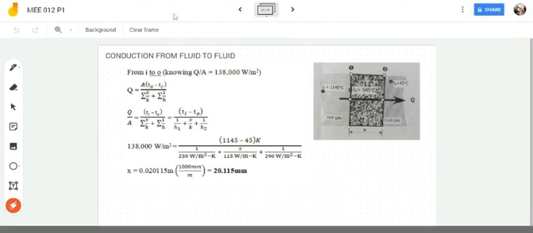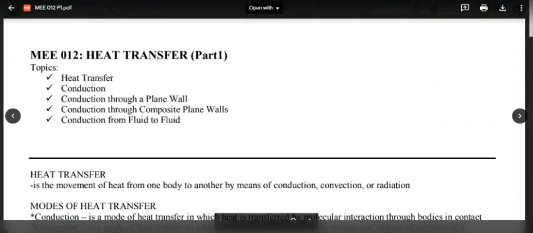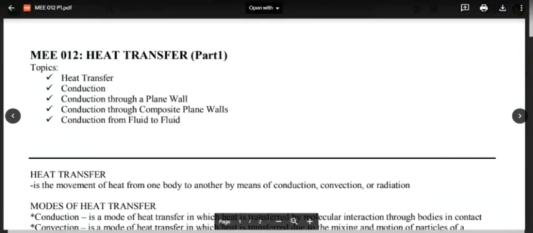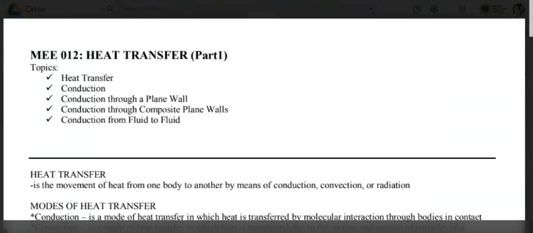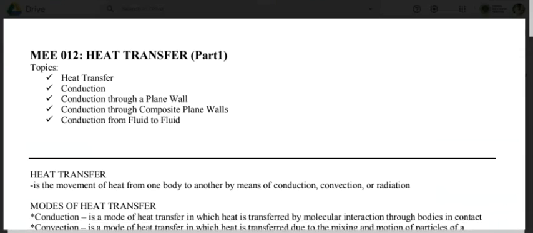So that's all for the review of our MEE012 heat transfer. We have reviewed conduction through a plane wall, conduction through composite plane walls, and conduction from fluid to fluid. We have familiarized the formulas that are commonly used, and the common terms that we could encounter during the quiz or the examination. Also the concepts or the things that we need to keep in mind.